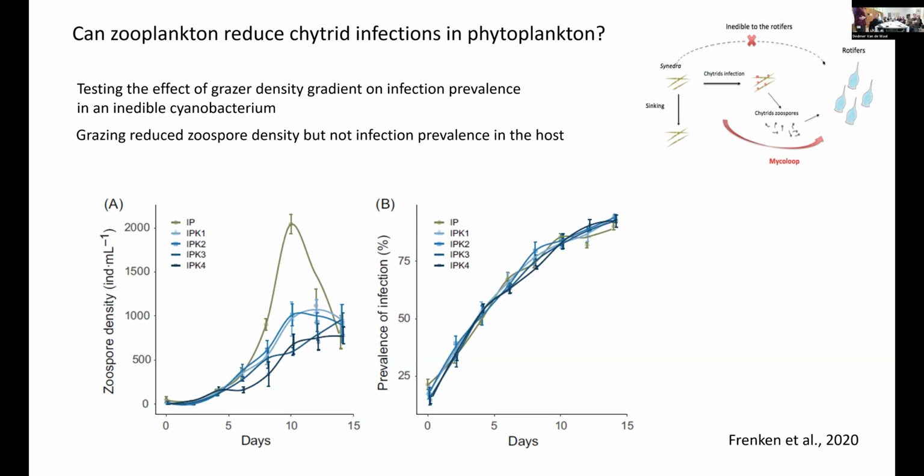But looking at the zoospores, we saw this quite strong difference. So this is without any consumers, and then with consumers, you see this reduction in zoospores. It didn't mean anything for the host because there were still way too many zoospores to make any dent in the prevalence.